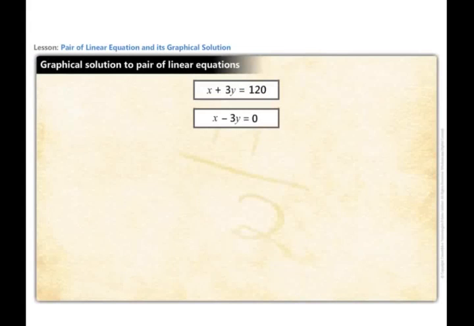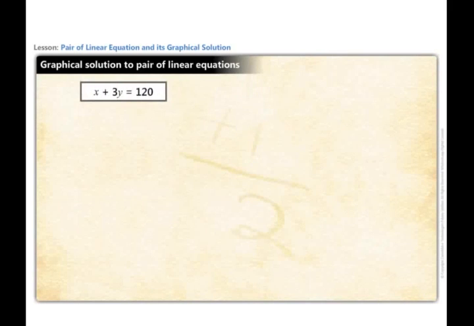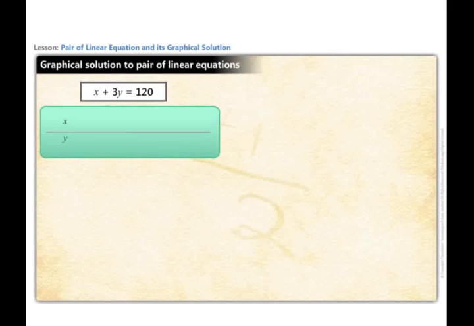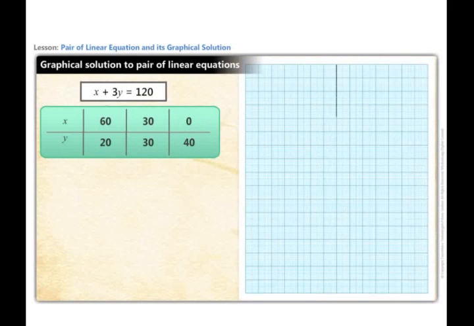Let us take a look at the pair of linear equations from the last example again. x plus 3y is equal to 120, and x is equal to 3y, or x minus 3y is equal to 0. We will now plot these equations on the graph. Let us take the first equation, x plus 3y is equal to 120, and compute different values of y for different values of x and tabulate the same. We plot the corresponding points on the graph.